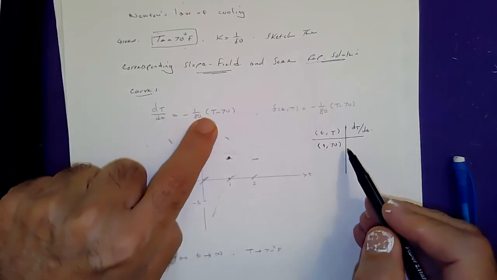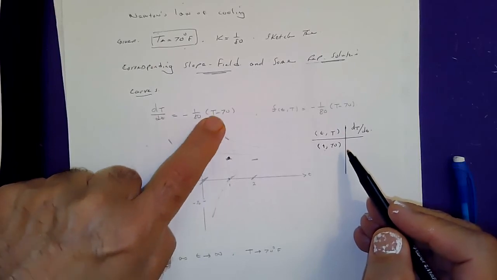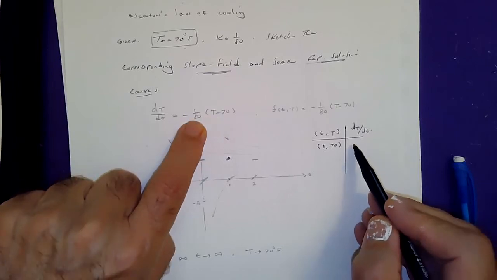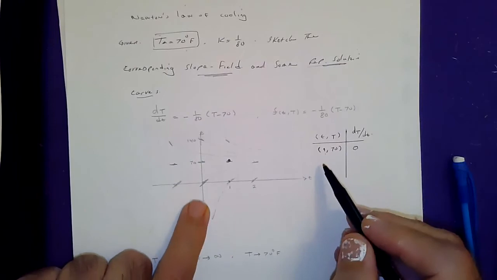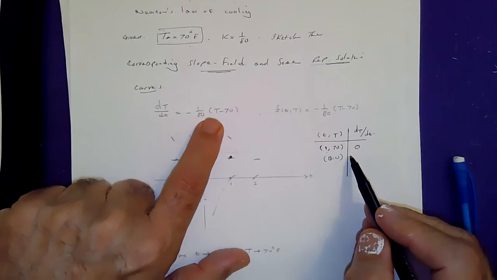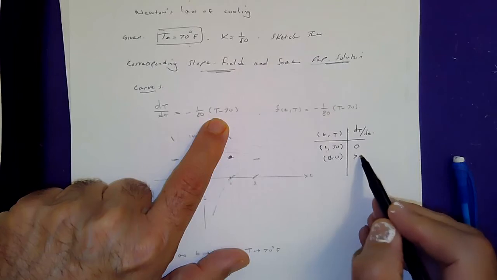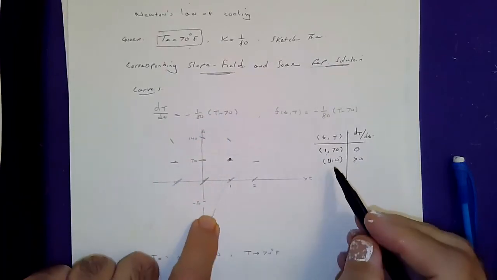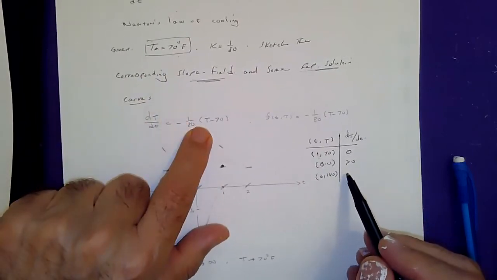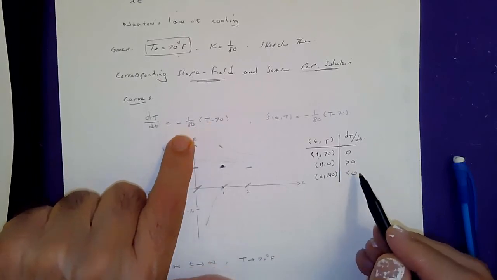But remember, this equation has no lowercase t on the right side. It solely depends on the temperature of the body. So at 70 degrees, this guy is 0. At, let's say, 0, 0, this guy is negative, so negative times negative is positive. So this guy is positive. At, let's say, 0, 140 degrees, if T is greater than 70, this guy is positive times negative, which is negative.